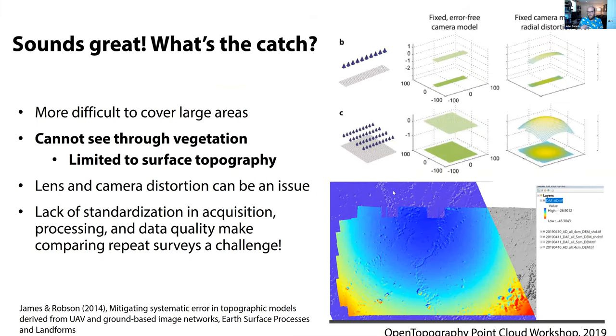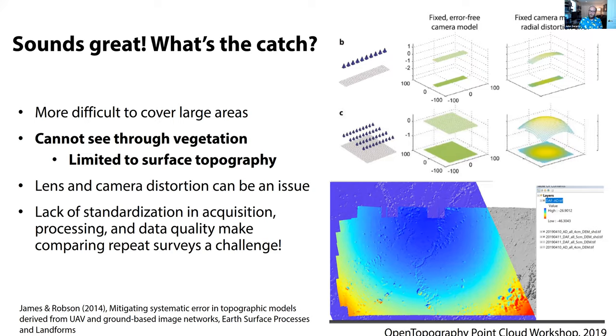So that's great, but what's the catch? If it's so wonderful, why aren't we using this for everything instead of LiDAR? One is it can be really difficult to acquire really large spatial areas using some of these techniques, particularly the drone-based ones, versus aerial LiDAR surveys. Additionally, and this is a huge one, they cannot see through vegetation. What makes LiDAR so powerful is that we get multiple returns for every single pulse that let us differentiate between what's vegetation, what's the ground, what's man-made structures, and so on.